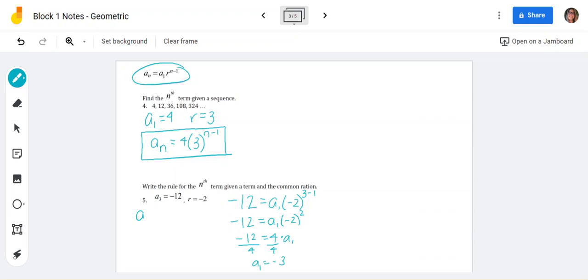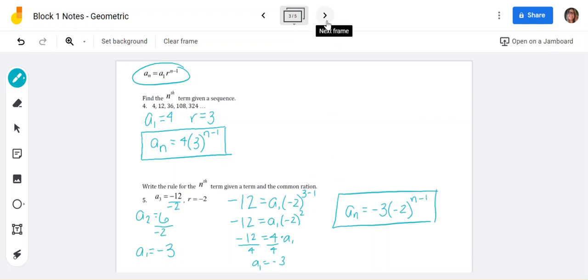The other option is, if our pattern is multiplying by -2, we go backwards, it's dividing by -2. So -12 divided by -2 would be 6. 6 divided by -2 would give us a first term of -3. Again, either way to find the first term is fine. So a sub n equals -3 times -2 to the n minus 1. So that's dealing with our sequences and writing a rule for our sequence.